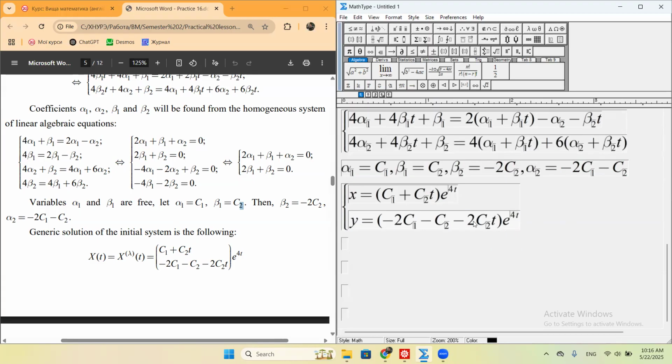Okay, if no questions, let's have a break for 5 minutes, and after that we will continue solving systems of differential equations using other methods.